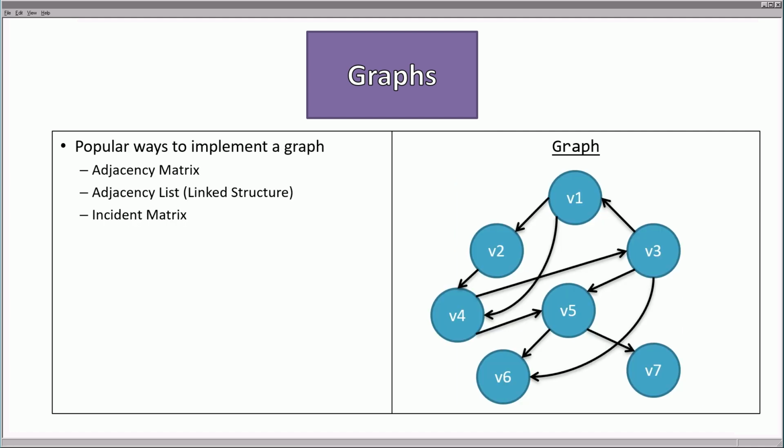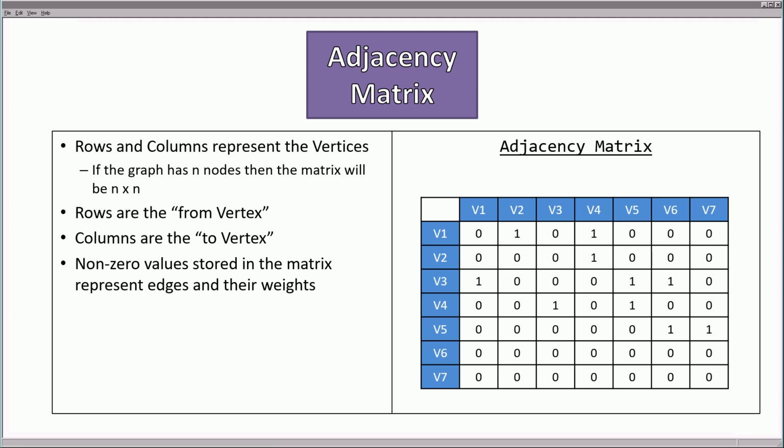Now, there are three popular ways to implement a graph. First is called an adjacency matrix, then an adjacency list, in other words, the linked structure, and also an incidence matrix. Today, we're going to examine an adjacency matrix. The way that we represent a graph using an adjacency matrix is as follows. The rows and the columns represent the vertices. So for example, if the graph had n nodes or vertices, I'm going to interchange those terms a lot, then the matrix will be n by n.